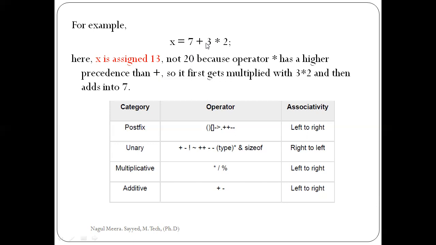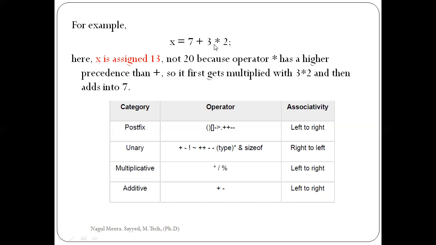7 plus 3. For example, if you performed 7 plus 3, that is 10, 10 into 2, 20. This is the wrong answer. Here x is assigned 13, not 20, because the operator into has higher precedence than plus. This is how multiple operations are ordered. Order is nothing but precedence.